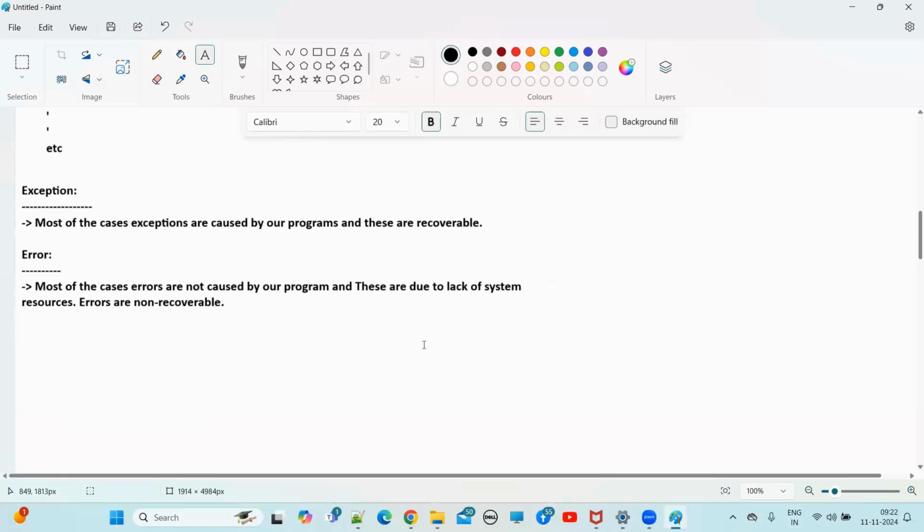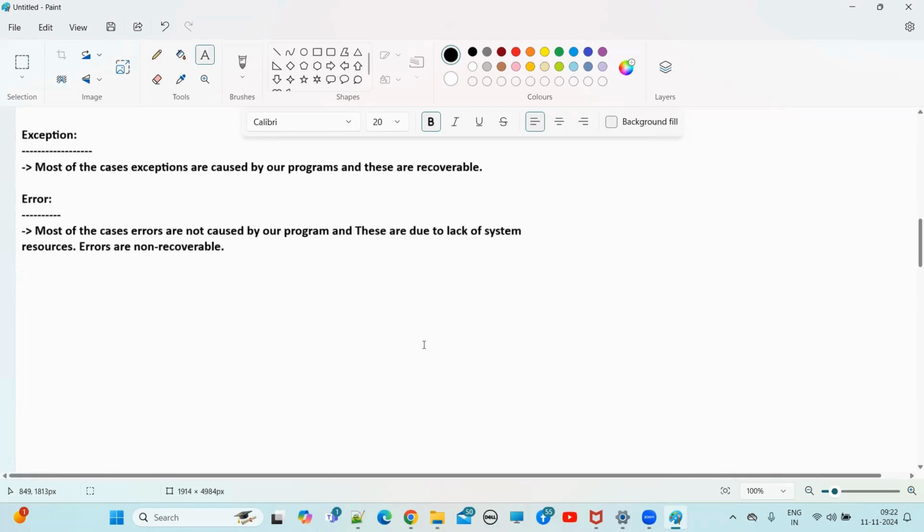So what is an exception? What is an error? Exceptions are caused due to what, and errors are caused due to what. Whether it is an exception or an error, at what time will it come? At runtime only it will come.